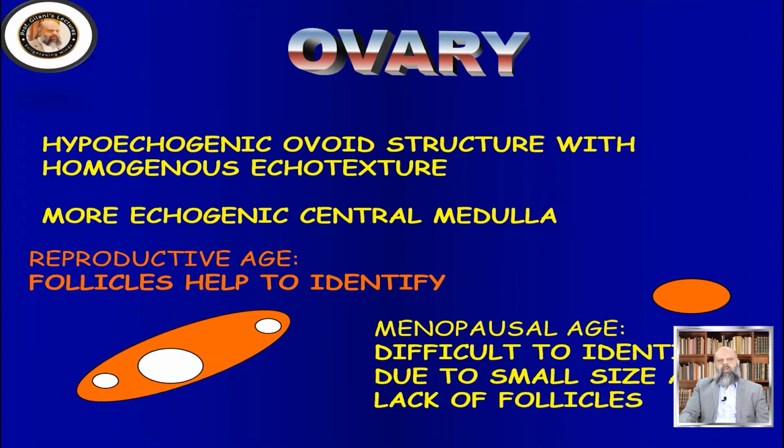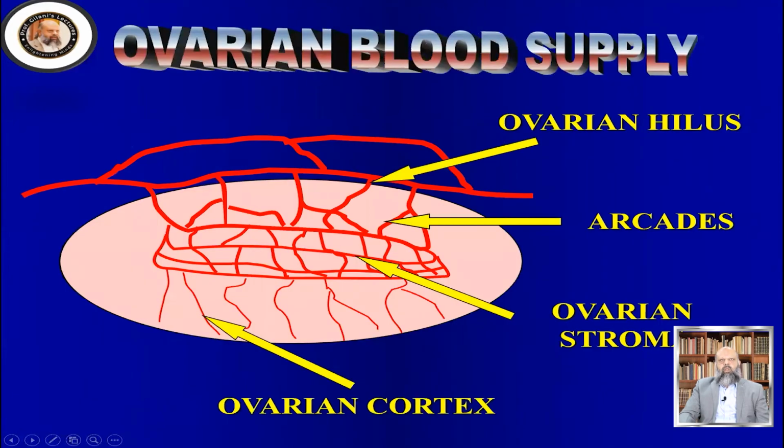In the reproductive age, there are follicles which help us to identify the ovaries. In postmenopausal age, they are difficult to identify due to small size and absence of the follicles. The ovarian blood supply is very important.